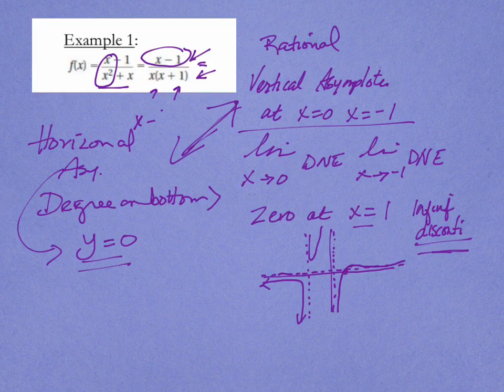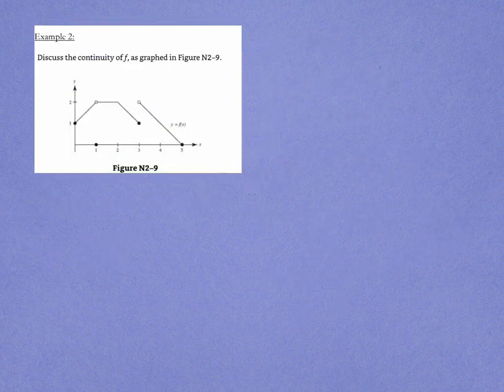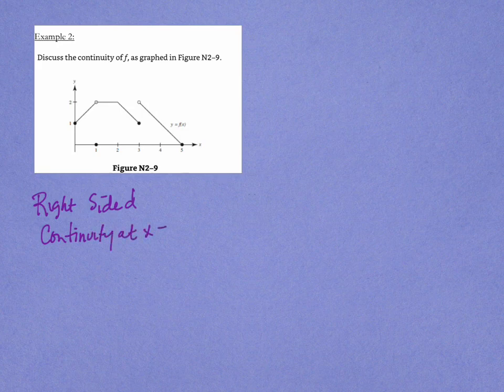All right, let's go on to example 2. It says, discuss the continuity of f. All right, so the continuity. Let's just start at the very leftmost side. You can have left-sided and right-sided continuity if you're at an endpoint. So this has right-sided continuity at x equals 0. It has left-sided continuity at x equals 5. So those are your endpoints taken care of.